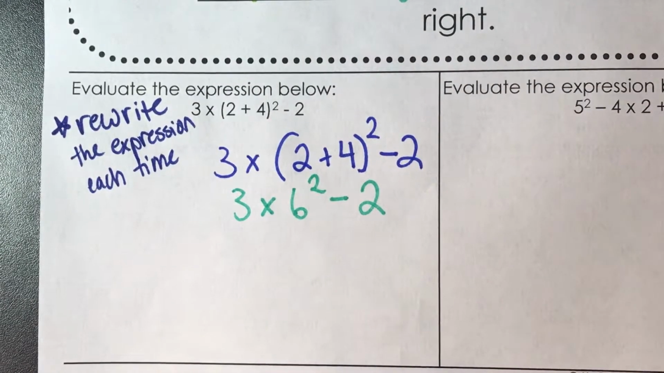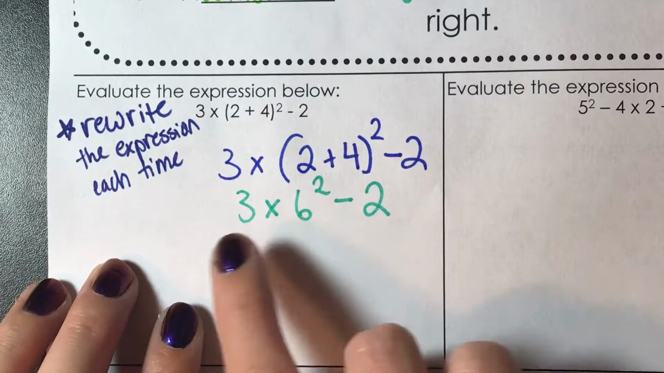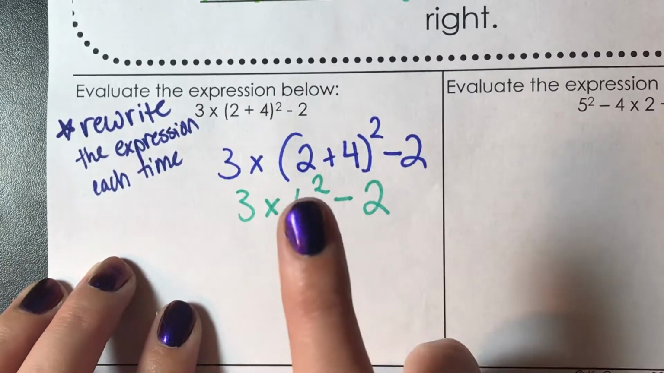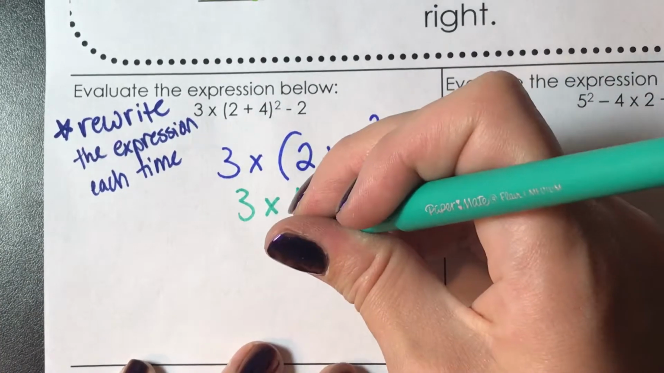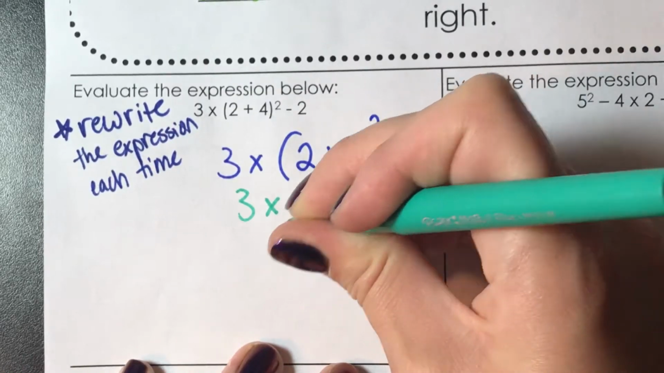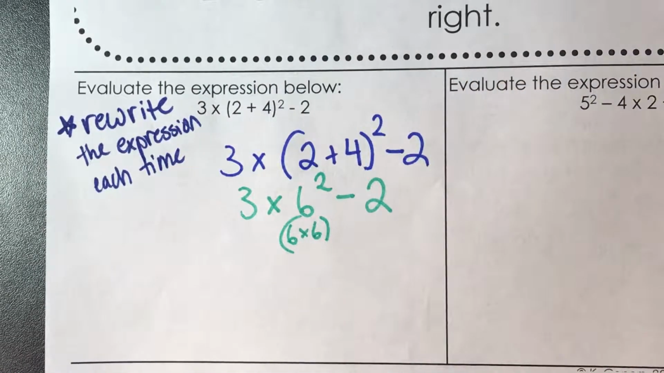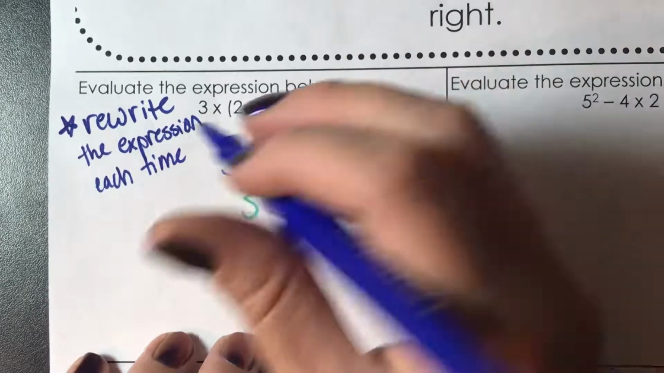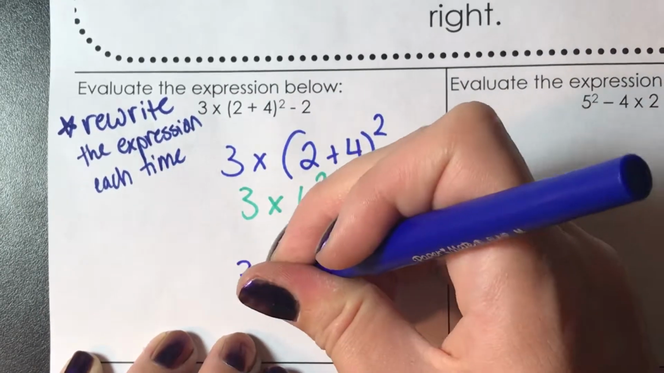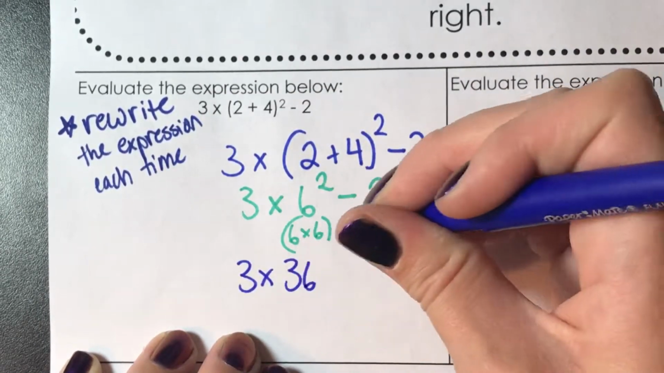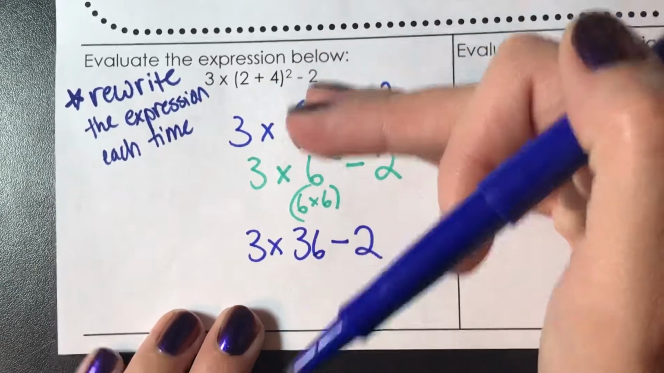So then I go through the steps again. Are there parentheses? Nope. Are there exponents? Yep. 6 to the second power is the same as 6 times 6. And then I'm going to rewrite underneath the new expression. So 3 times 36, minus 2. So now I have a new line.